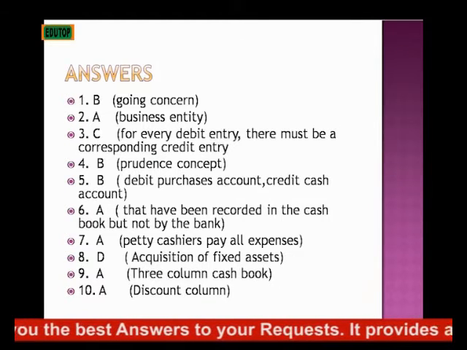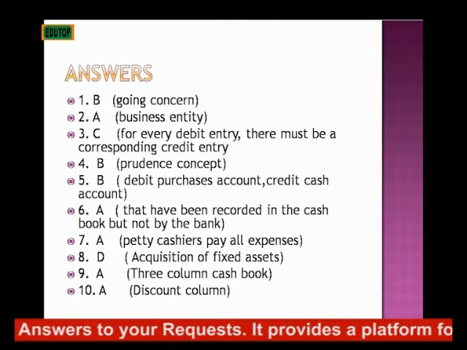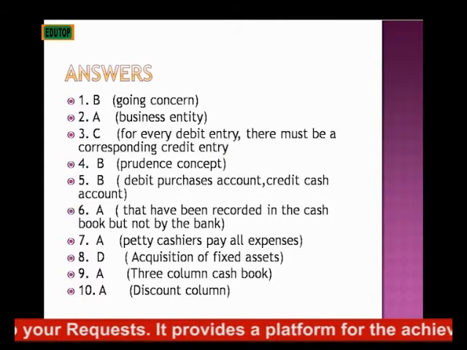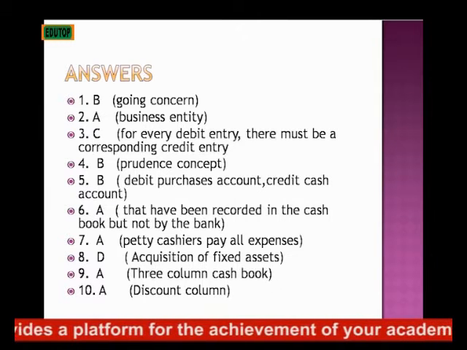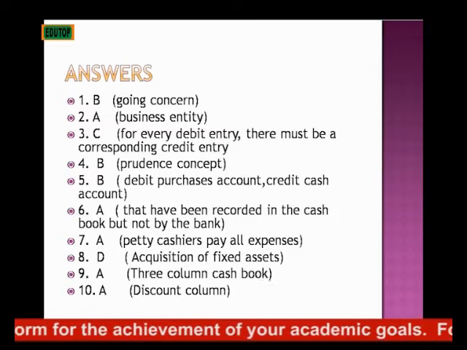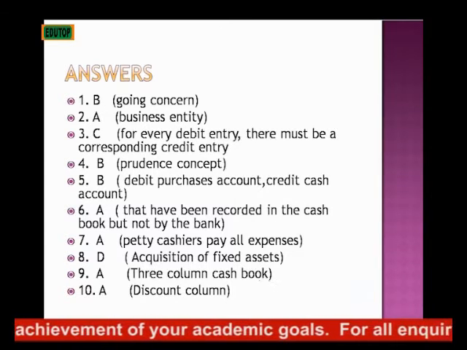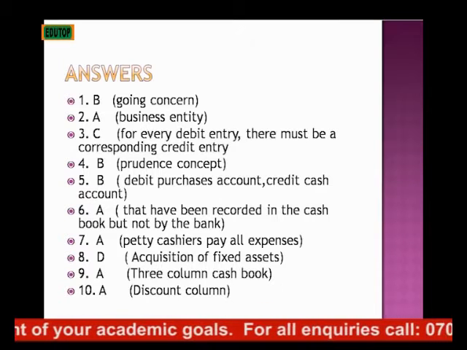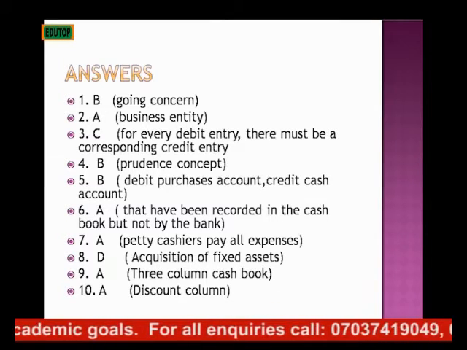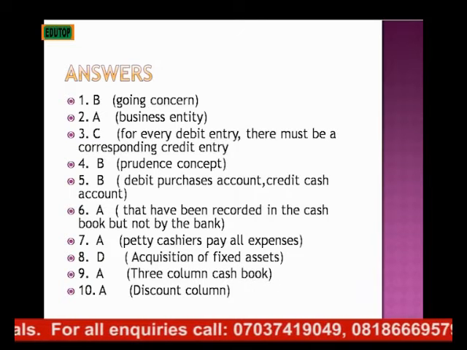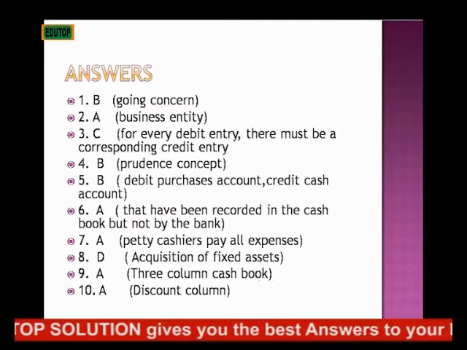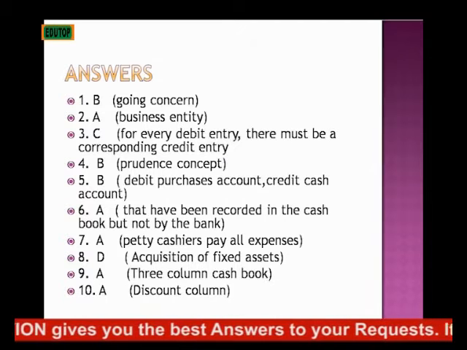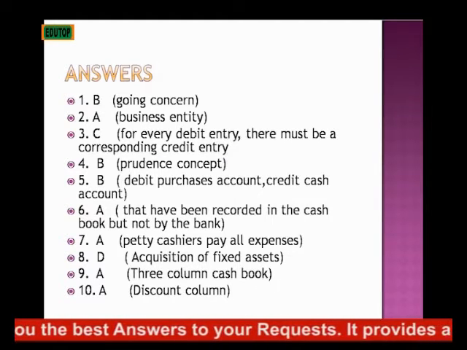And this question says, question 6, the answer is A, that have been recorded in the cash book but not by the bank. And you know, we've talked about the bank reconciliation. There are some items that can easily emerge when information is not getting to the holder of the cash book. And we've talked about unpresented cheque, that it is when a cheque has been given to the customer, and the customer has not presented it in the bank. You must have recorded it in the cash book, but the bank has not. It has not been presented to the bank. So the answer is A.